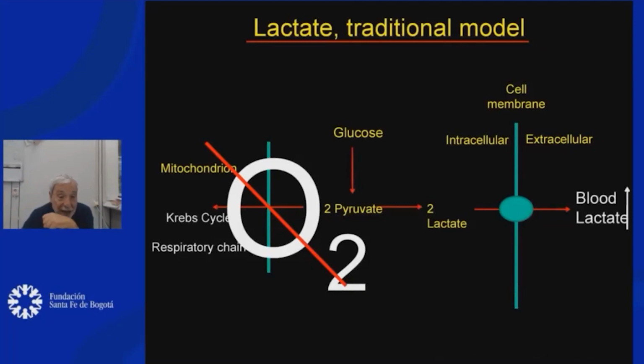We have the cell membrane. We have the action of oxygen on glucose, giving pyruvate. The pyruvate does not enter here, and we have transformation to lactate, and lactate gets out and goes to the blood to increase the lactate. Is that true?